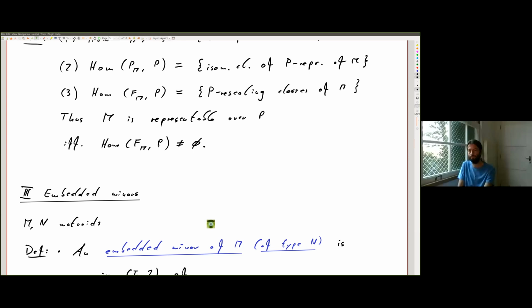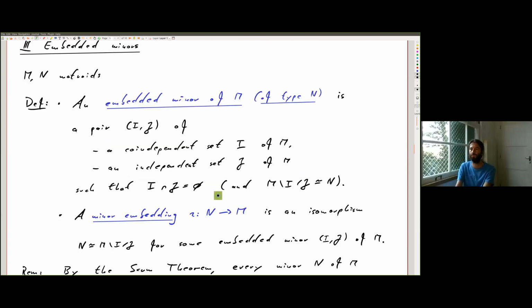More precisely, if M and N are matrices, then an embedded minor of M of type N is a pair I, J of subsets of the ground set E that are disjoint and such that I is co-independent and J is independent. And the type N is the isomorphism type of the minor M excluded I contracted J. So in this sense, it's an embedded minor. Formally, it's easiest to just say it's a pair of subsets of E, but we really refer with it to this minor here.